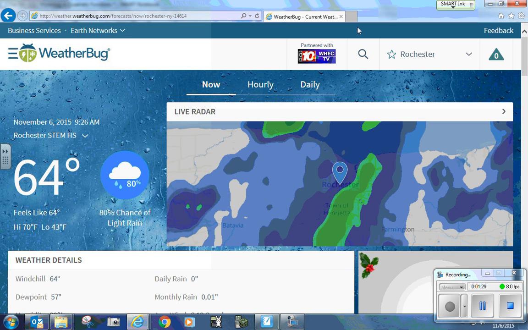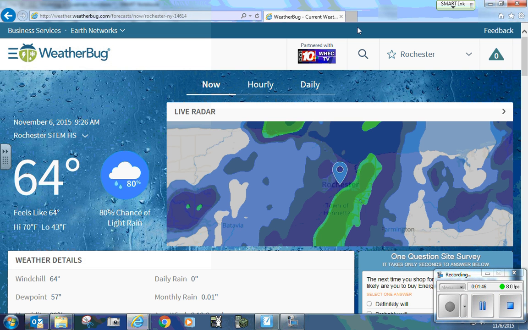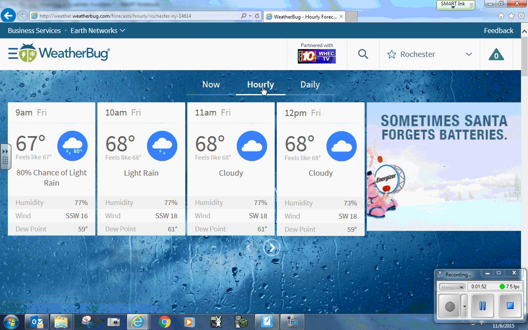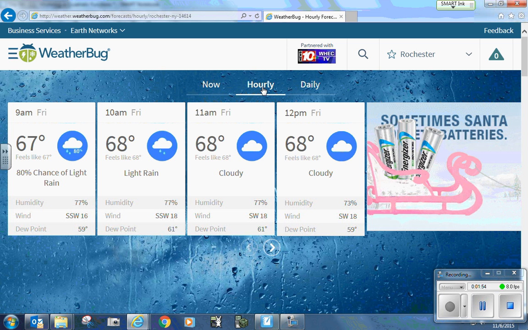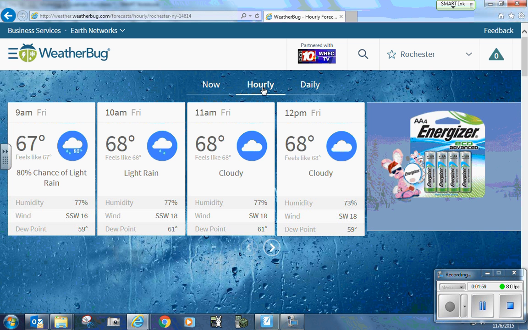Today's weather. It is 64. 80% chance of rain. Of light rain, by the way. So at 64, it feels like 64. That's currently right now. If I go to hourly, I can't go back to 8 a.m., can I? So we'll start at 10 a.m. and go to 6 p.m.